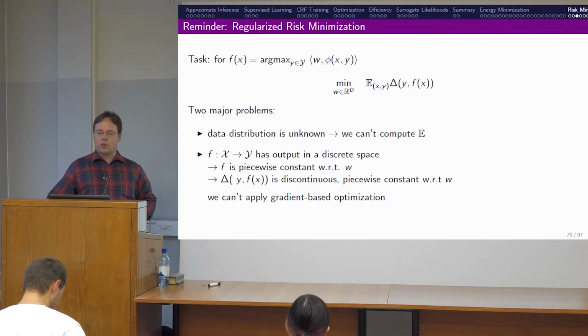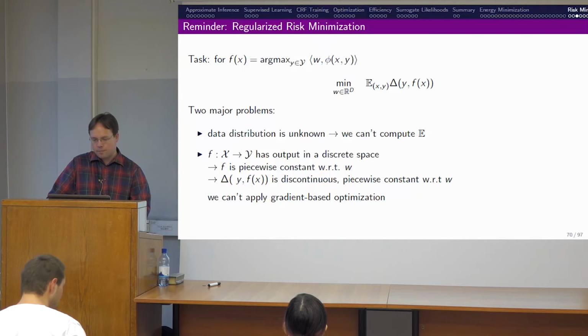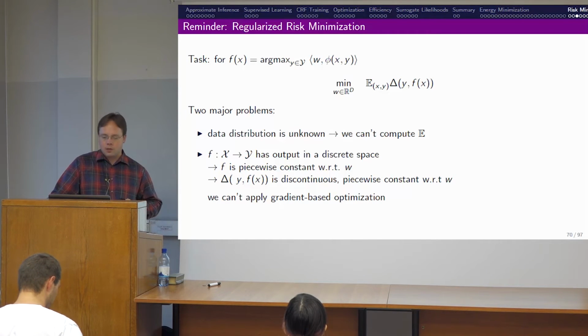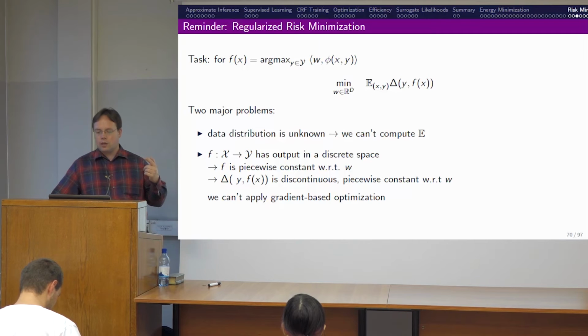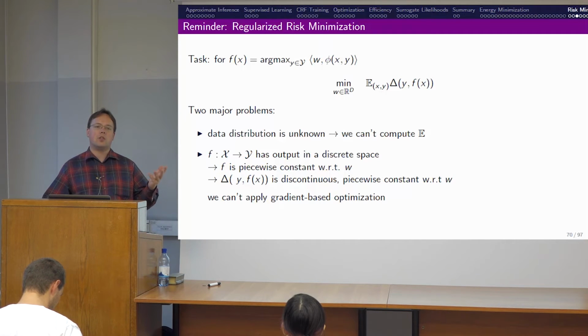Okay, so what can we still do? The real goal: minimize the expected loss of our prediction function f over all parameters w. Once we know w, the function f is completely determined. Two major problems in this. We don't know the data distribution, the true distribution of the data in the world out there. So we cannot compute the expectation. And second, even if we could compute the expectation, this function f is a really nasty beast. It outputs a structured prediction which is in some discrete space.